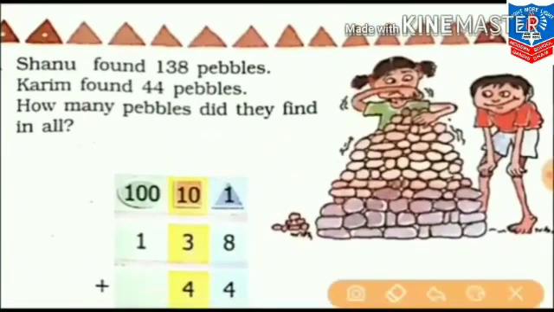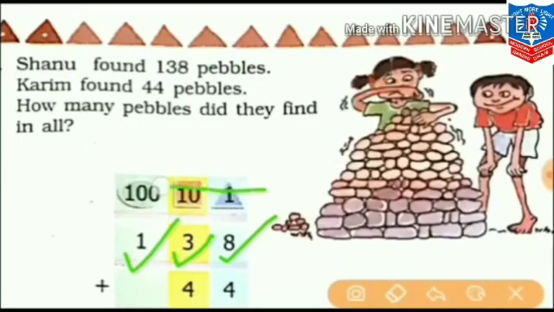Plus 44. 8 plus 4 is 12. You write 2 there. 1 carry. 4 plus 3 is 7. 7 plus 1 is 8. And 1 will come as it is. So your answer is 182.